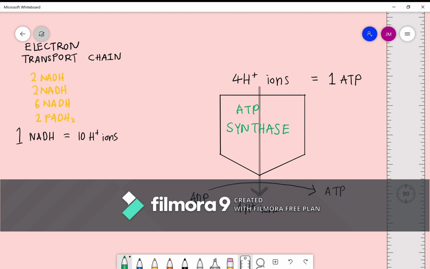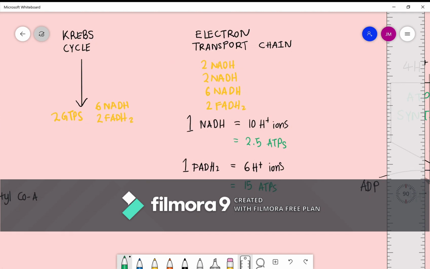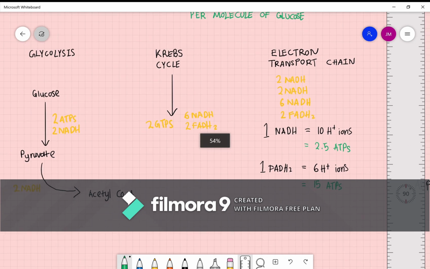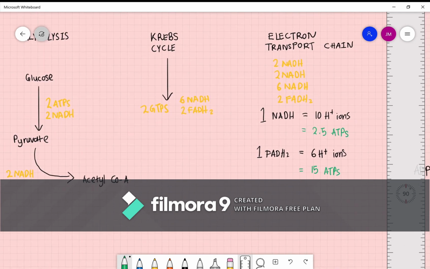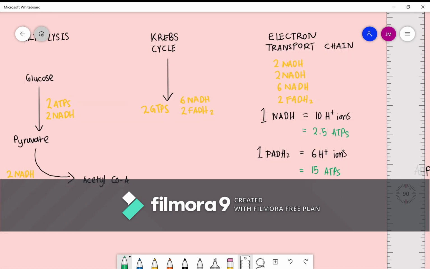These hydrogen ions then flow back through the ATP synthase and give rise to 2.5 ATPs. In a similar way, 1 FADH2 causes the movement of 6 hydrogen ions to the intermembrane space, which then move back and give rise to 1.5 ATPs. Sorry, I have written there 15 ATPs for 1 FADH2 equal to 6 hydrogen ions. It should be 1.5 ATPs.